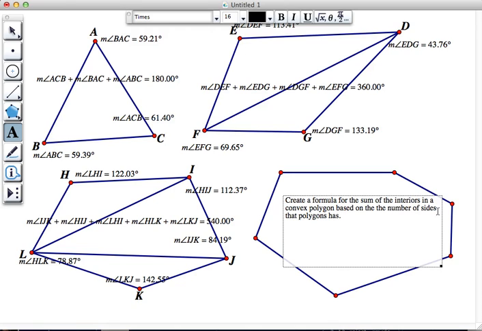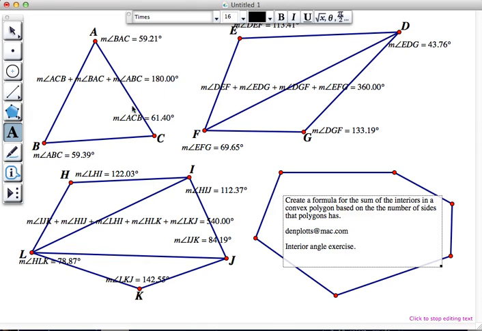Okay, and what I want you to do is write the formula in a text box like this, and email that to me at denplots, the email that we use all year, at mac.com. Okay, and I want you to name this the interior angle exercise.